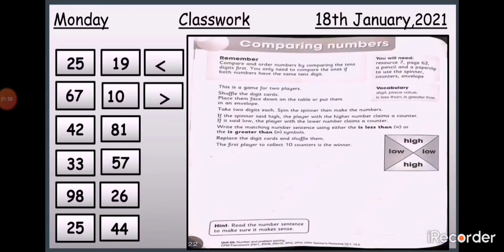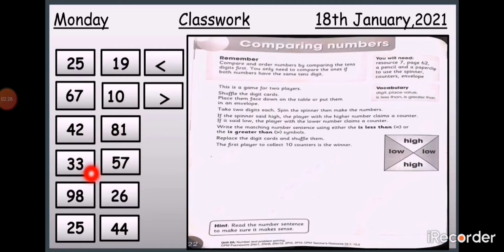I have a plain blank page here so I can explain to you how to do your guided assessment. Here are some numbers: 25, 67, 42, 33, 98, 25, 44, 26, 57, 81, 10, 19, smaller than sign, greater than sign. So these number cards will help you to make number sentences. First you make the number sentences and then you put the greater than and smaller than sign.